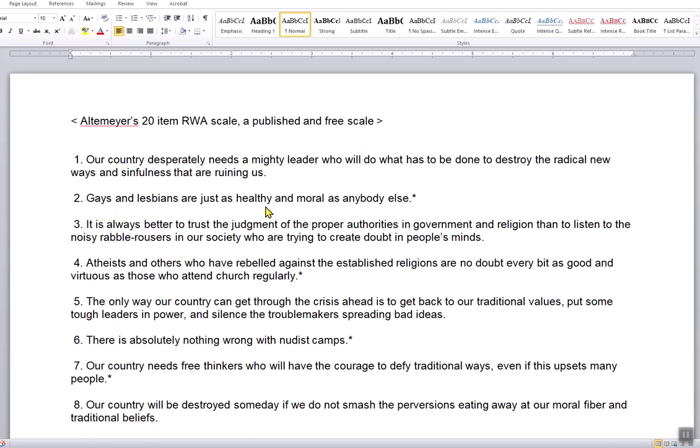But this item, the theme of this one, is clearly different than the theme of the first one. The mighty leader is definitely different than the sense of morality revolving around sexual issues. And so the second one, I would say, probably loads onto conventionalism. And you can see that there are a number of different conventionalism items, mostly dealing with sex or things that might be thought of as being sinful. There's absolutely nothing wrong with nudist camps, another reverse coded item.